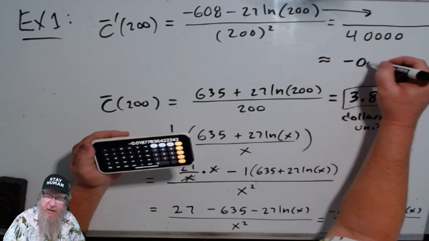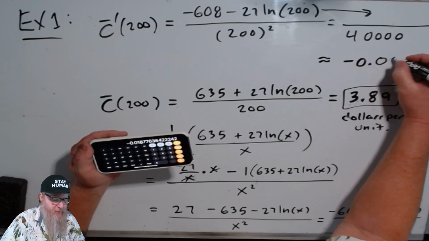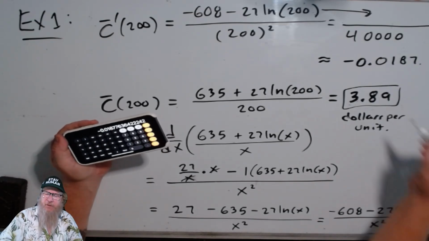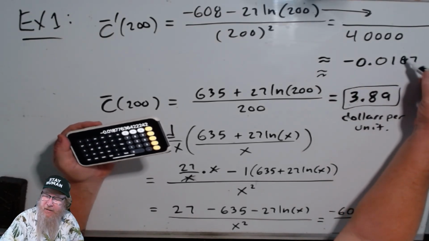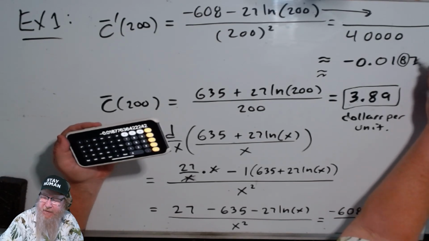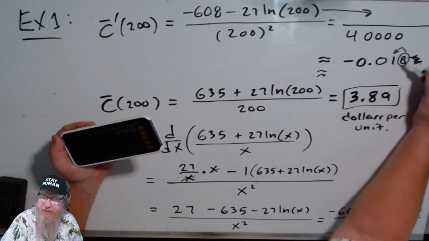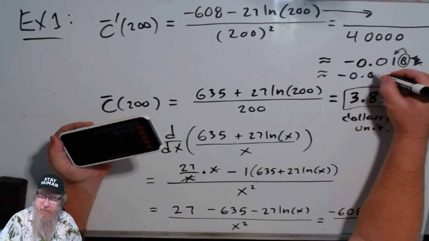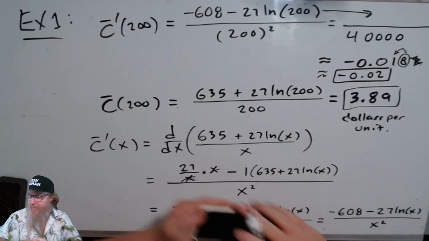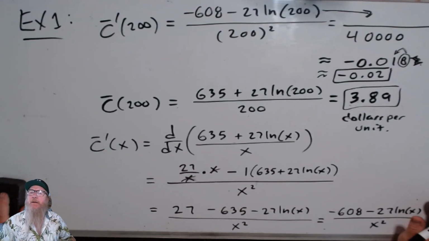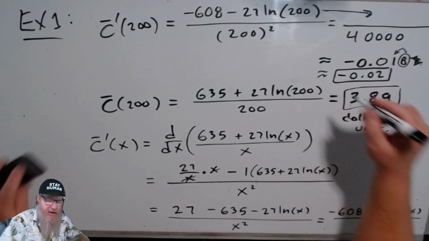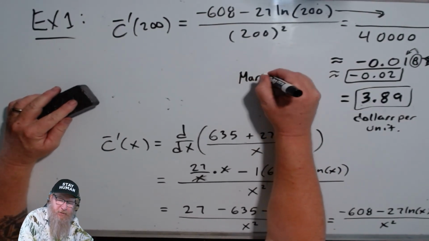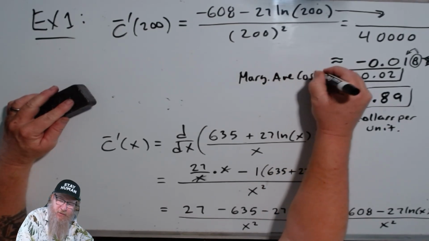And I'm going to get negative 0.0187, which is going to round the 8. You can ignore the 7. That doesn't matter. It's the 8 that decides. It's the dictator. It's going to round that 1 up to a 2. So that's going to be 2 cents. So that would be our marginal average cost.